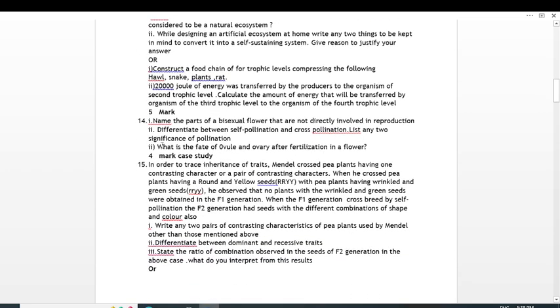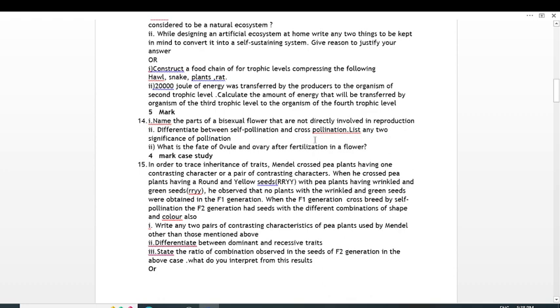Next one, 5 more questions. Name the parts of a bisexual flower that are not directly involved in reproduction. So bisexual and unisexual flowers. The flowers in which any one sex organ is present are called what? Unisexual. And where both the sex organs, stamen and pistil, are present, they are called bisexual flowers. Okay, but in these bisexual flowers, which are not directly involved in reproduction? You have to write about petal and sepal. Okay, so petal and sepal are the other parts which are not taking part in reproduction.